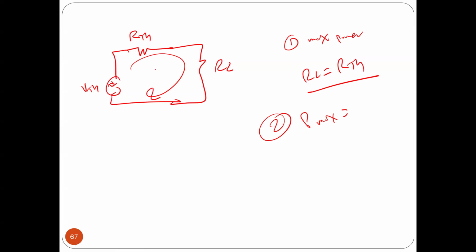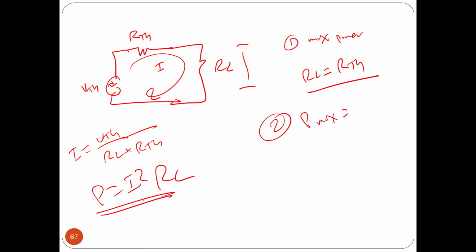How can you calculate it? You can find the current. You can say I equal V_Th divided by RL plus R_Th, and then I squared, and then the power here should equal I squared RL.